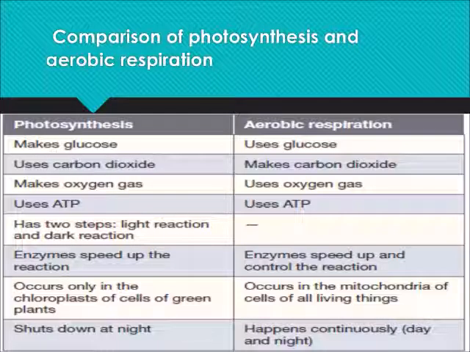Photosynthesis has two reactions. It has the light reaction, which makes oxygen and glucose, and then the dark reaction where it uses carbon dioxide. In both cases, enzymes, which are little protein molecules, speed up the reaction. Photosynthesis occurs in the chloroplasts, which are the green part of the plants, but aerobic respiration occurs in the mitochondria, which are little structures in the cells of all living things. Photosynthesis shuts down at night, but aerobic respiration happens continuously.